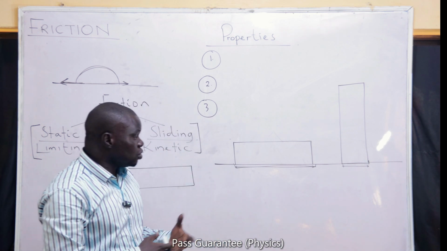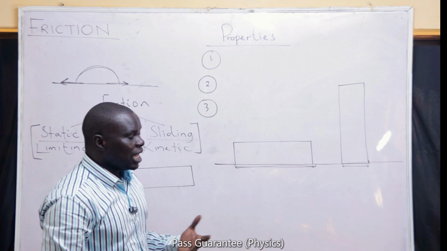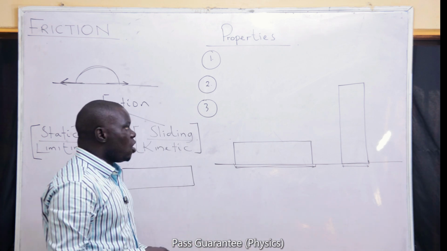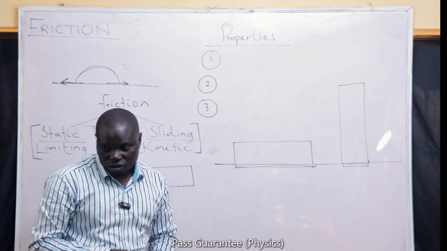Are the surfaces smooth? Are they rough? Are they wet? Are they dry? Those are the things that determine whether the friction will be high or low between two surfaces.